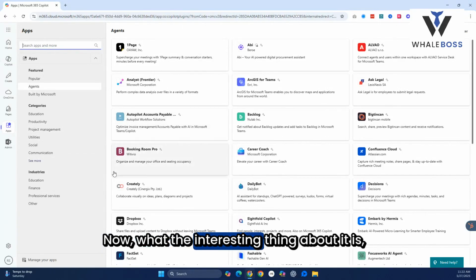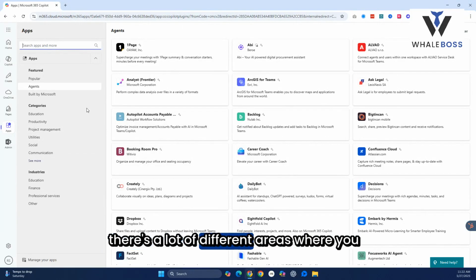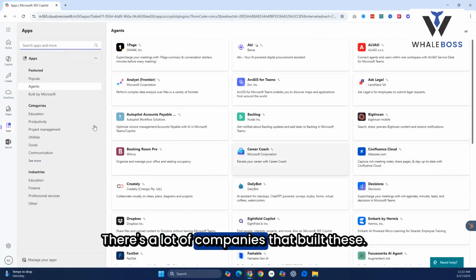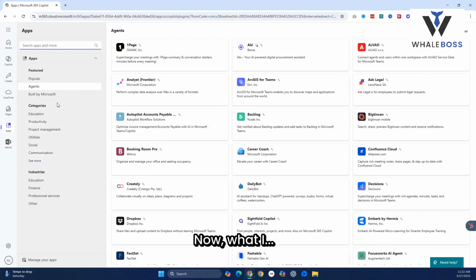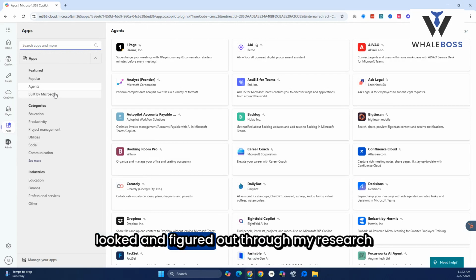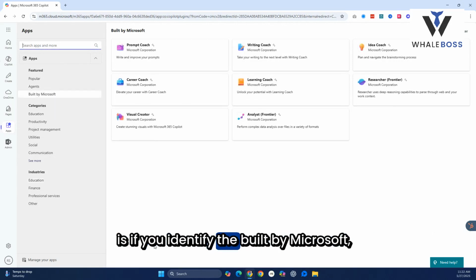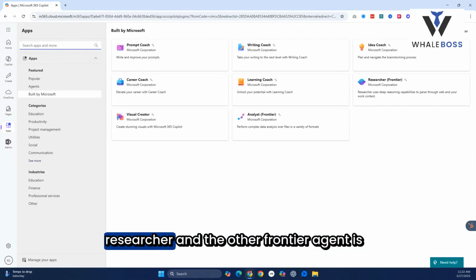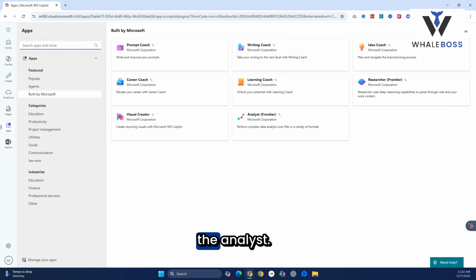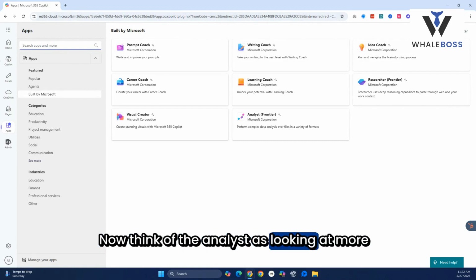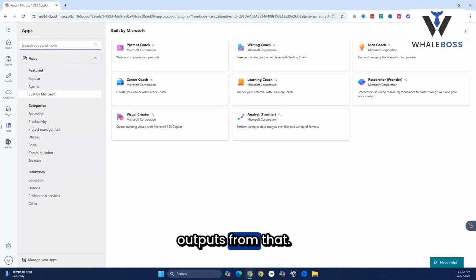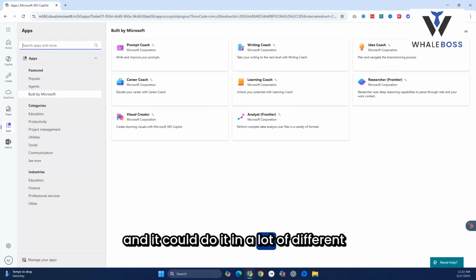Now, the interesting thing about it is there's a lot of different areas where you could dig into this. And this is kind of overwhelming. There's a lot of companies that built these. Now, what I looked and figured out through my research is if you identify the built by Microsoft, this is how you access those frontier agents. So as you can see right here, this is the researcher, and the other frontier agent is the analyst. Now think of the analyst as looking at more chunks of data and then reverse engineering outputs from that. And it can do it in a lot of different formats.